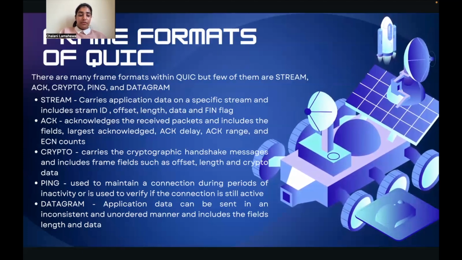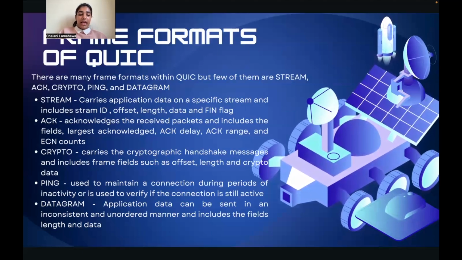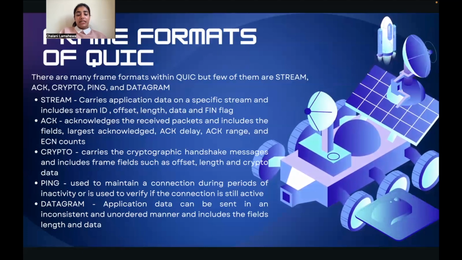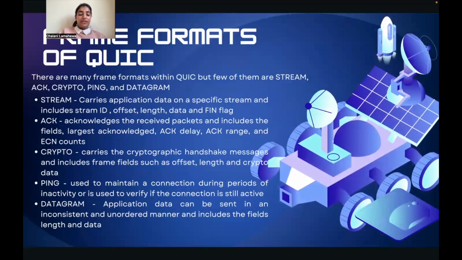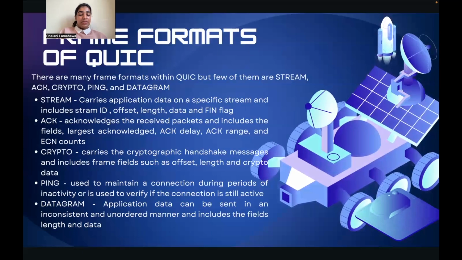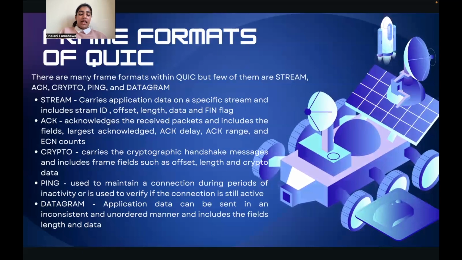The ACK frame format acknowledges the received packets and includes fields such as largest acknowledged, ACK delay, ACK range, and ECN counts. The crypto frame format carries the cryptographic handshake messages and includes fields such as offset, length, and crypto data. The ping frame format is used to maintain a connection during periods of inactivity or to verify the connection is still active. Then we have the datagram format, which allows application data to be sent in an unreliable and unordered manner and includes the fields length and data.